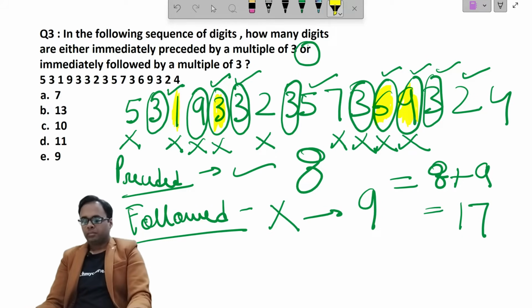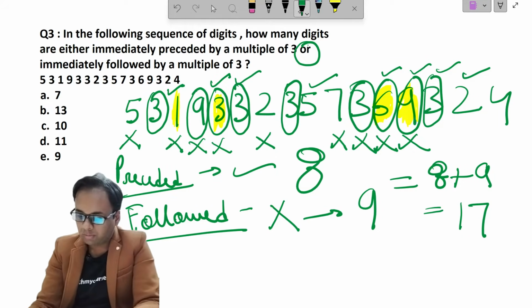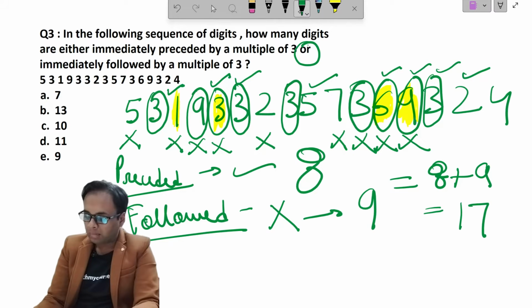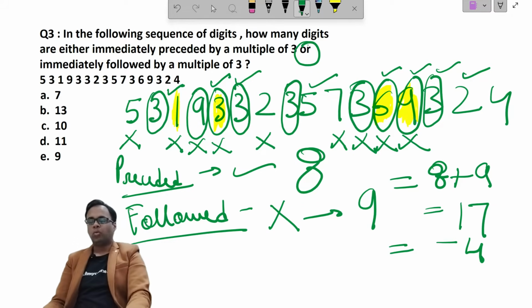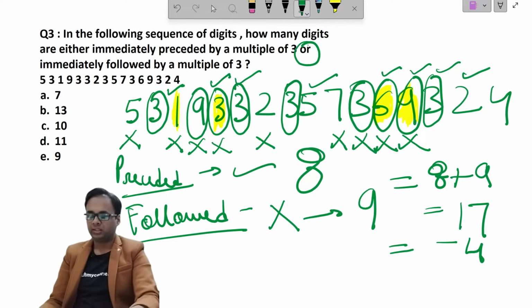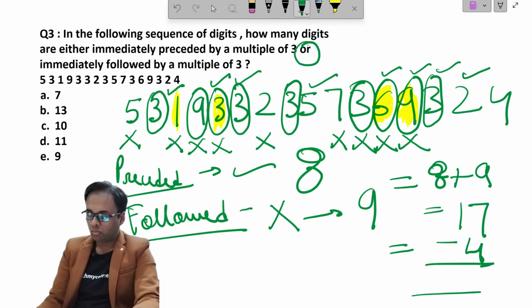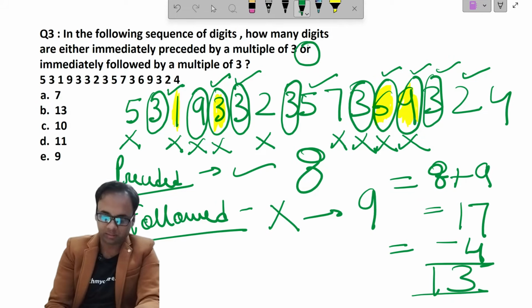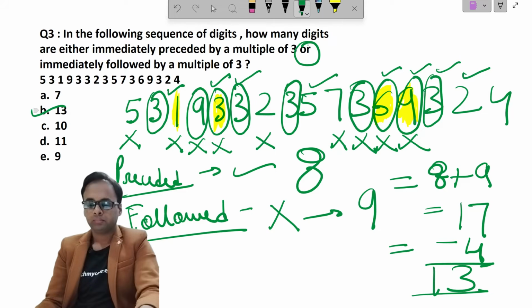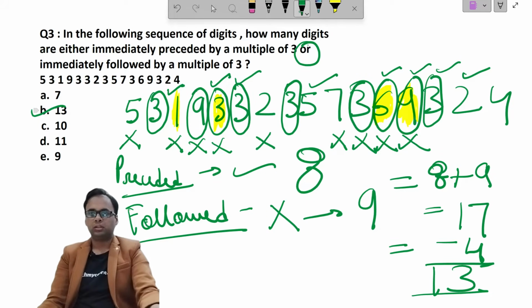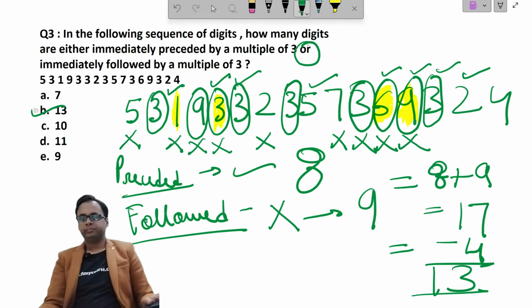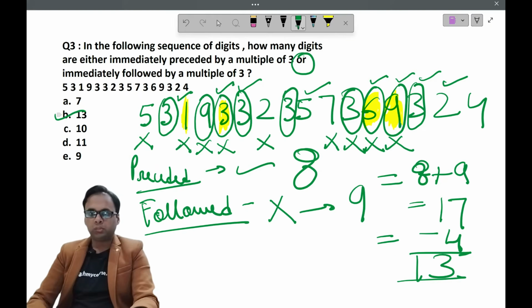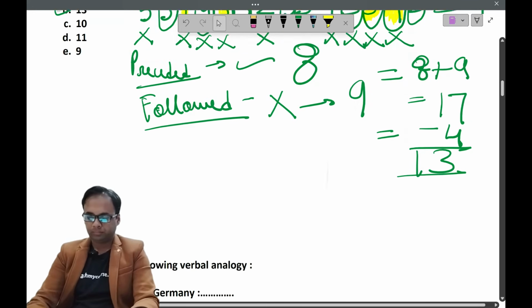Now when we come to the answer, we have to subtract 4 from this, because these 4 digits have been counted twice, in the preceded case as well as in the followed case. So what is the answer? 13 is the answer. I hope that gives you a little bit of clarity. Let us proceed to the next question.